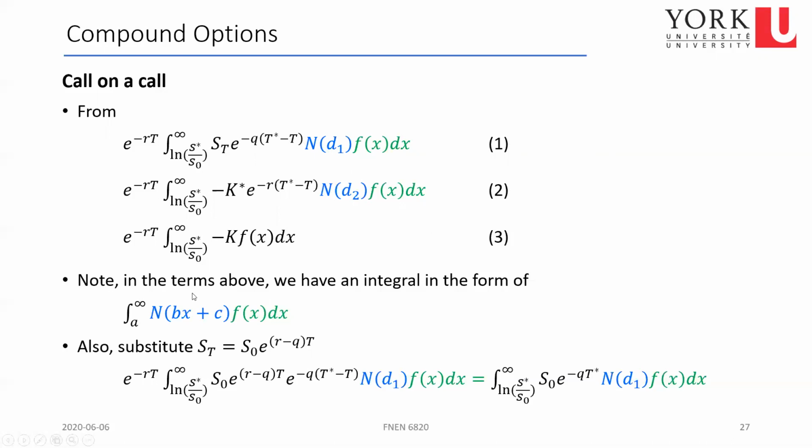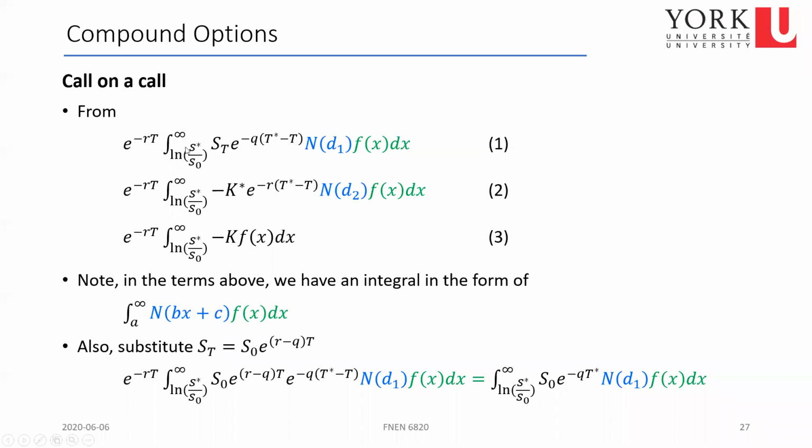We know that if we have an integral which is really the product of those two functions, the cumulative normal distribution and the probability density function of the normal distribution, we can actually derive the closed form.